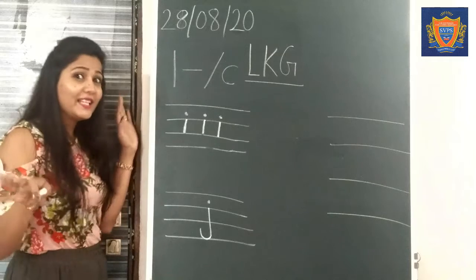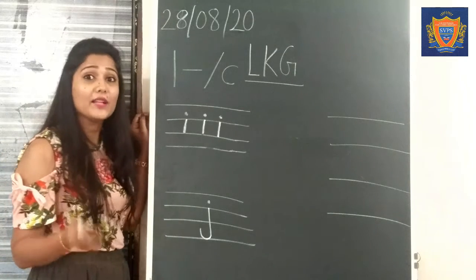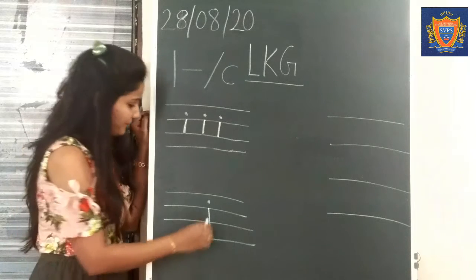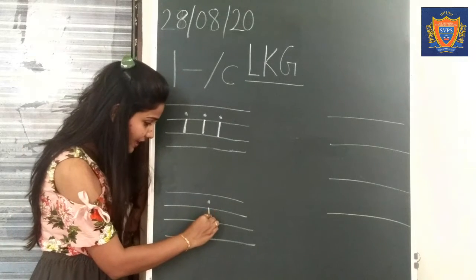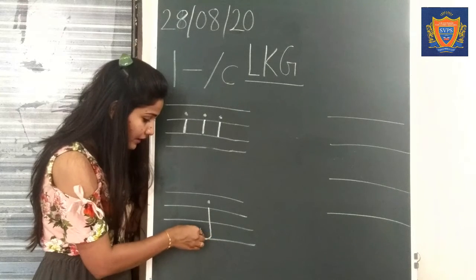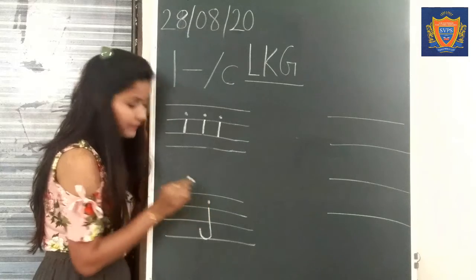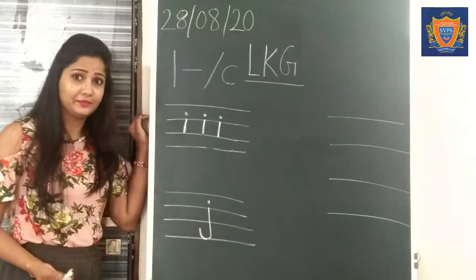J. Jali and J. Okay, we learned the phonic sound of the letter J. The sound is J. Standing line. Go down. Make a curve. Go up. And dot. J.